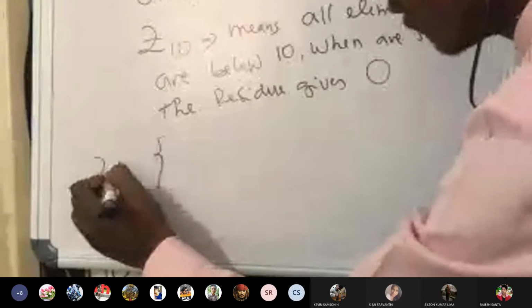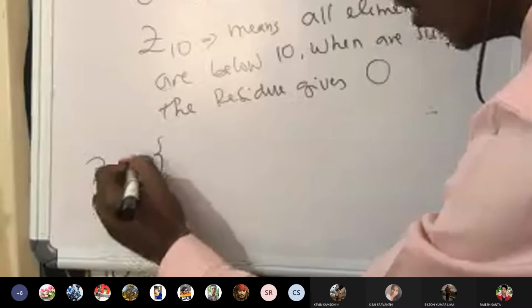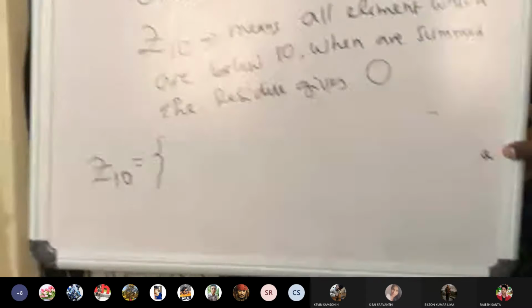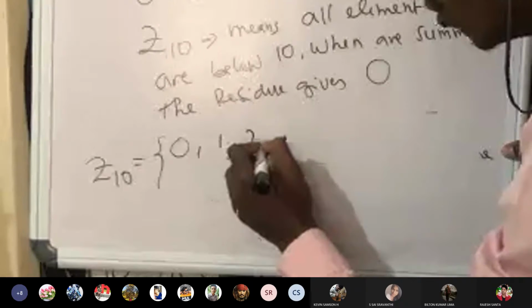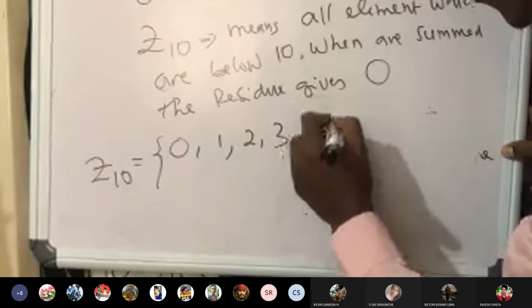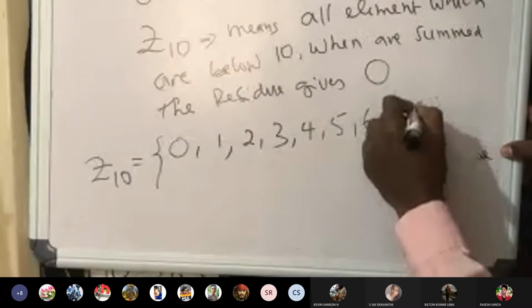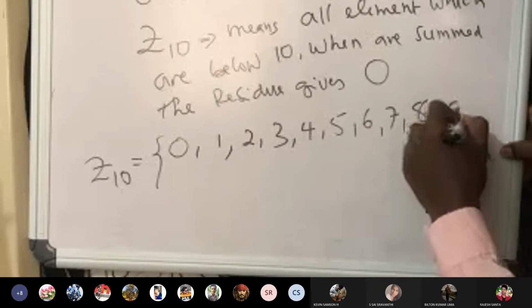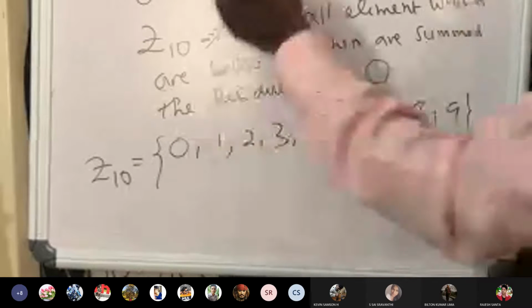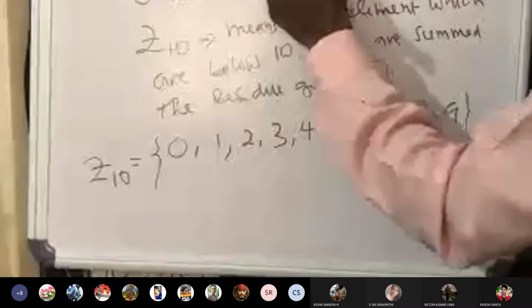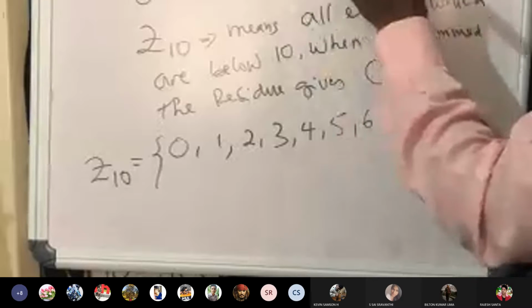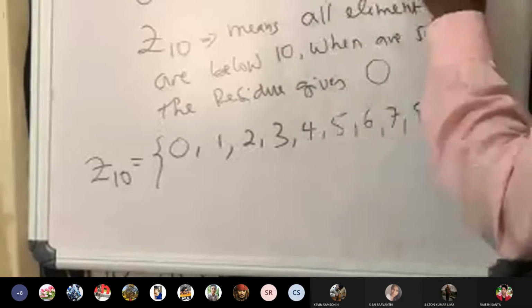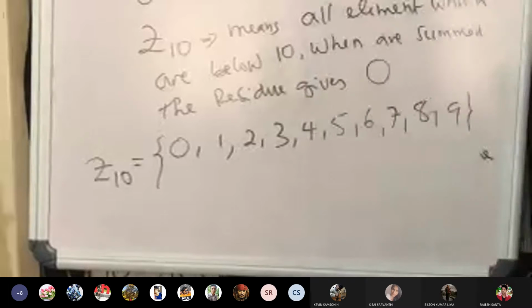When you sum them, let's take an example. Here we have the integers. The set Z means all the integers; the elements of the set are 0, 1, 2, 3, 4, 5, 6, 7, 8, and 9. Why? Because the set Z_n of integers is 0, 1, 2, till n minus 1.